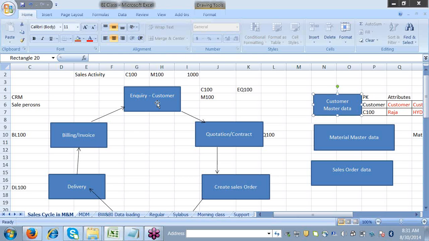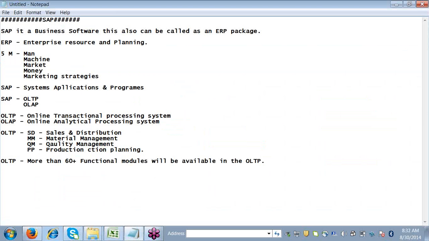Okay. So as we know, ERP is a business software and it has the ERM model. ERM model means entity relationship model. Entity relationship model. Okay.